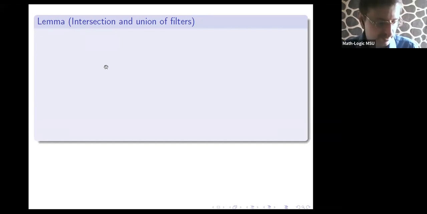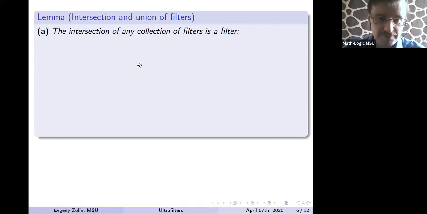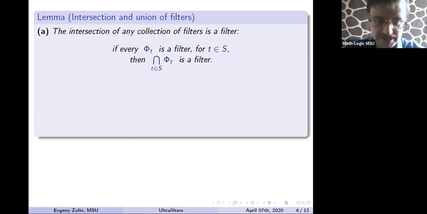But for intersection, it is easy. For union, we need to take care. The intersection of any number of filters is a filter. For example, if we have a filter phi1 and a filter phi2, then the intersection is again a filter. It has the set I, it doesn't have the empty set. The conditions 3 and 4 are satisfied too. And moreover, we can take the intersection not of two filters, but of many filters.